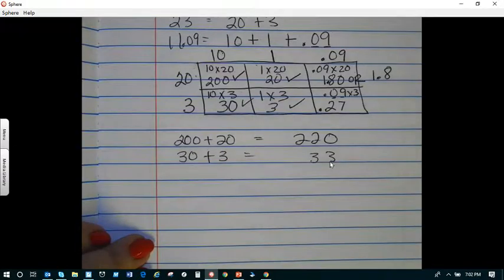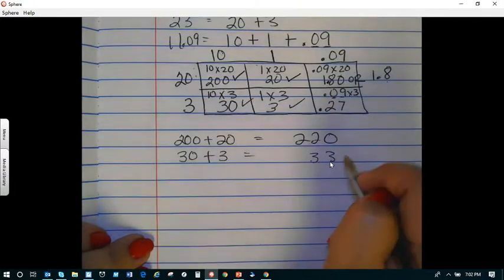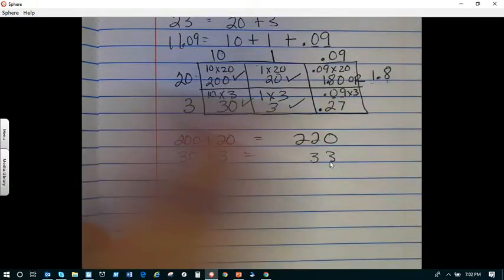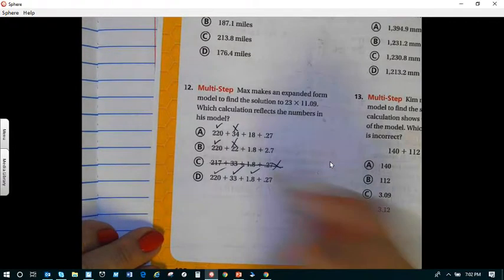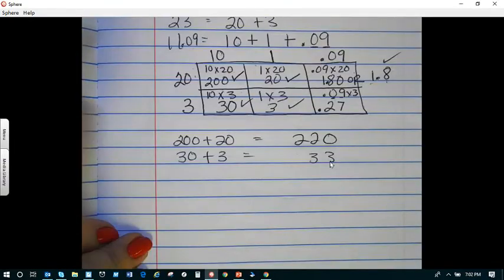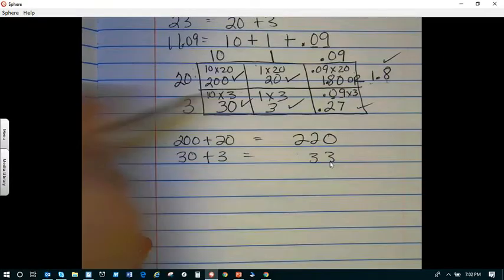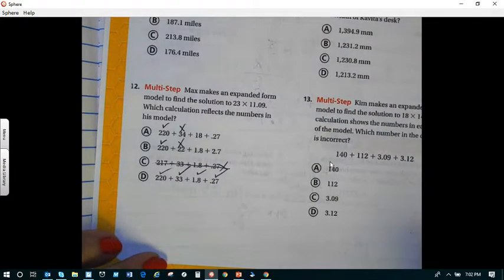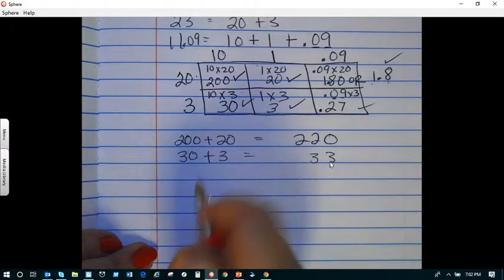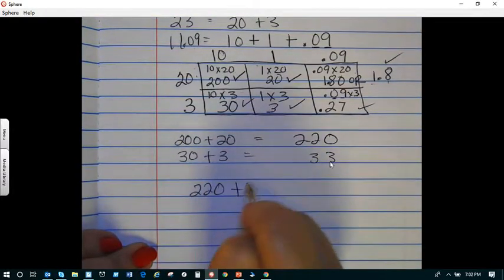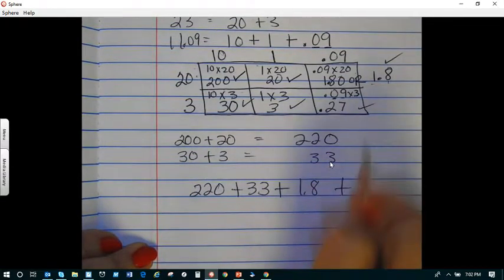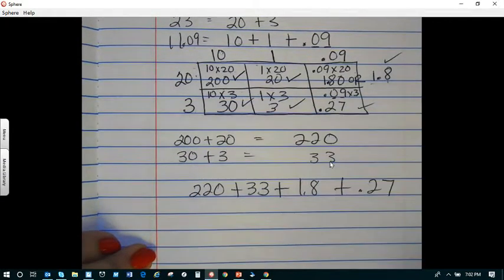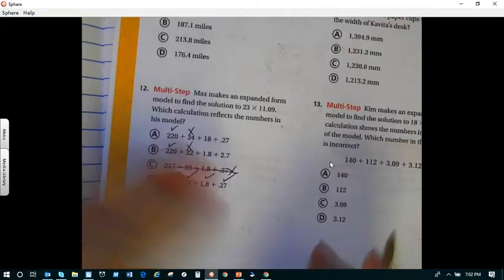Do I have 1 and 8 tenths? I do. Do I have 1 and 8 tenths here? I do. Do I have 27 hundredths here? Yes. And do I have 27 hundredths here? I do. Okay, so now my equation is 220 plus 33 plus 1 and 8 tenths plus 27 hundredths. Okay, and so my answer is D.